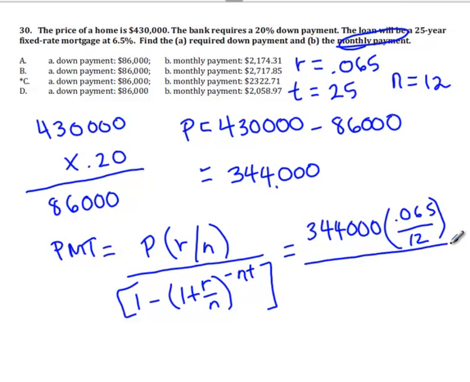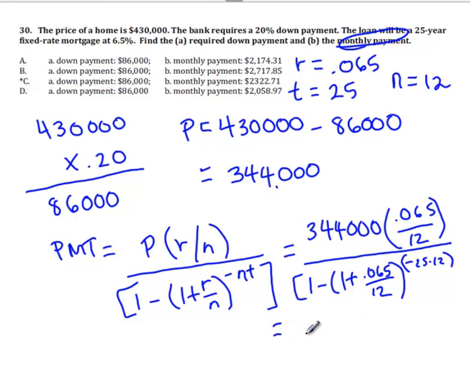All that's going to be divided by 1 minus 1 plus 0.065 divided by 12 to the negative, and in parentheses, 25 times 12. Now this is one of those where I definitely recommend that you clean it up a little bit before you try to enter it in the calculator.